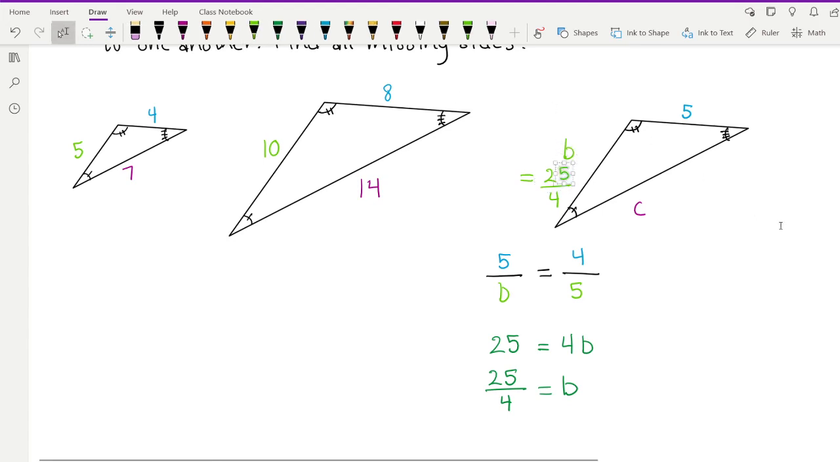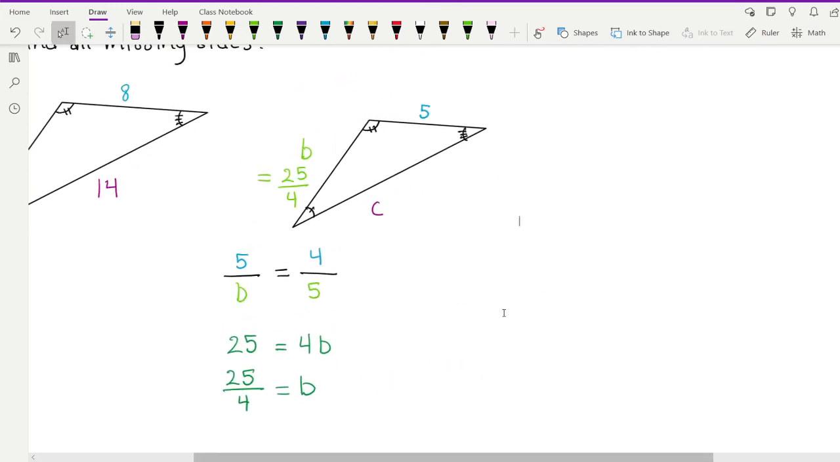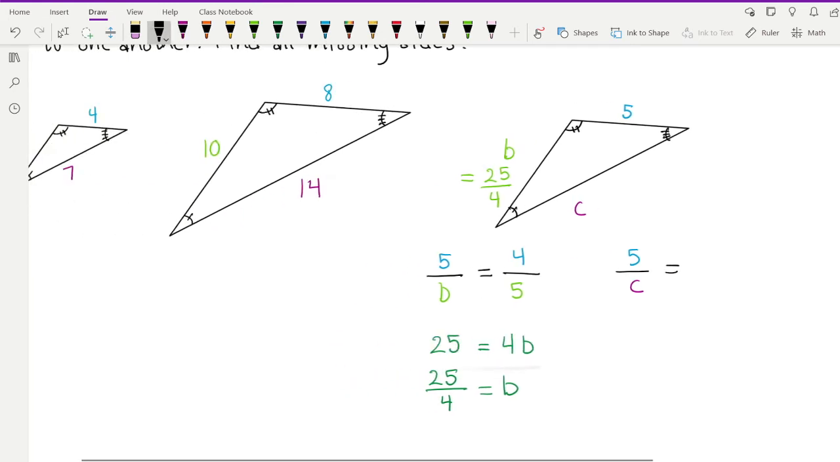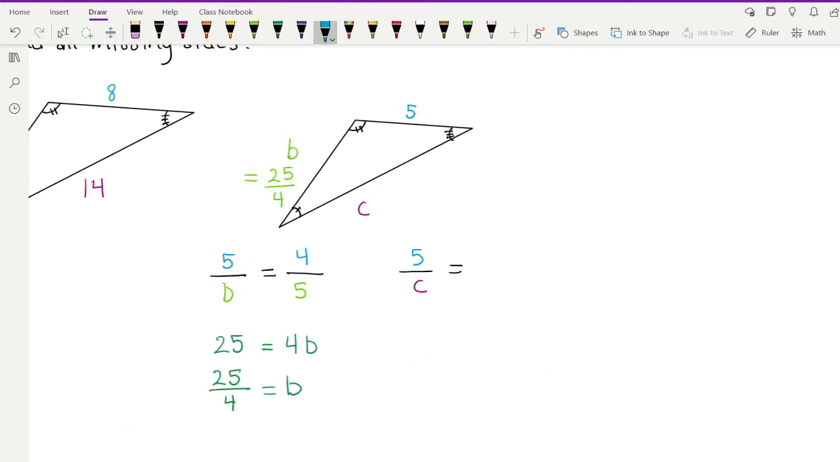There we go. Okay. So now we can do the same approach to figure out what C is, right? We can set up a ratio using whatever sides. You could use 25 over 4, but 5 is kind of a nicer side length to work with. So let's just use that again. So here we can say 5 over C is equal to, and then we do the same ratio in the other triangle. So in the other triangle, it's 4 over 7.